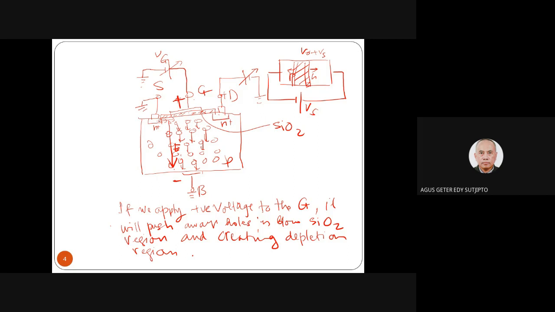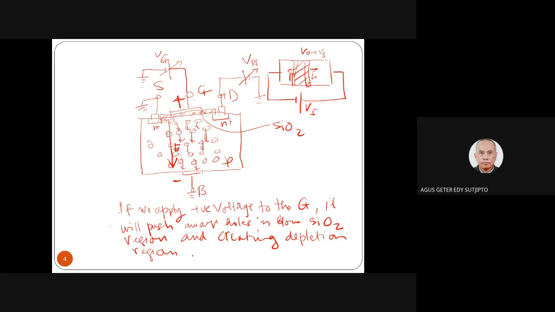Yeah, so the electron will move into the depletion region, and then they will move here without any restriction, without any constraint, without any blocking, because the electron will move here depending on the phi DS here. So this is the working principle of this construction.